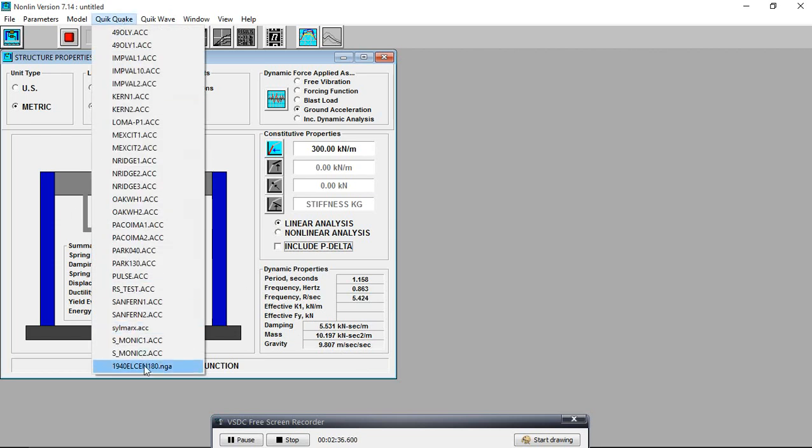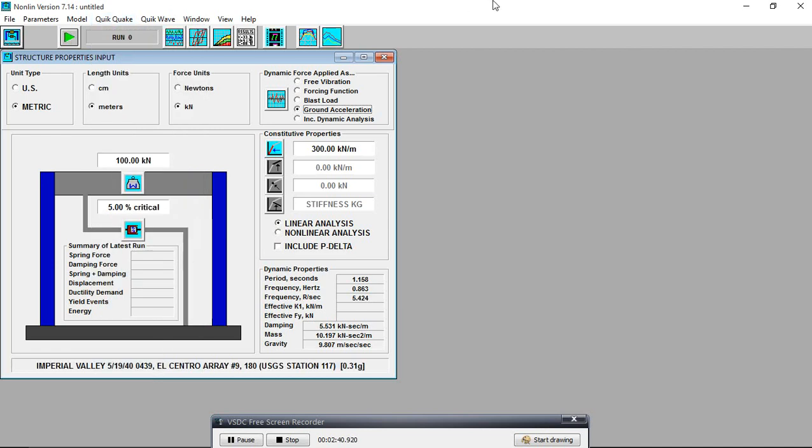Suppose I want to give the ground motion. Let us say I am selecting 1940 El Centro. After selecting, we got some colored icons. These colored icons are nothing but that we have given all the inputs. First we have to run this by clicking this green arrow button. We already ran the analysis, and it is completed.